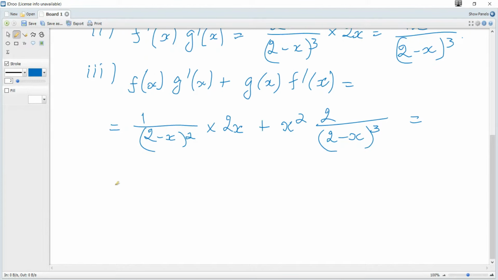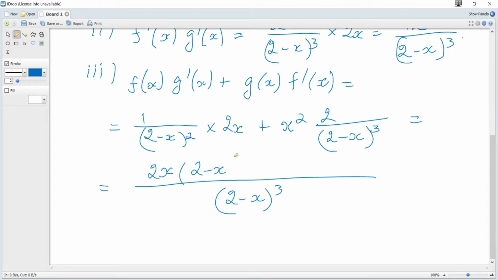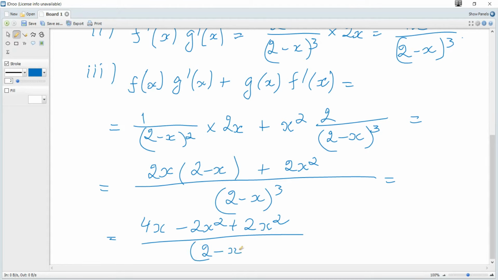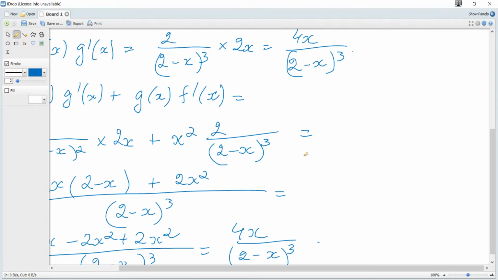Let's use a common denominator, which is (2 minus x) cubed, and it becomes 2x, and the additional factor is 2 minus x here, plus just 2x squared. And you can see that it becomes 4x minus 2x squared plus 2x squared, divided by (2 minus x) cubed, which is 4x over (2 minus x) cubed as required. And it was 2 and 4 marks.